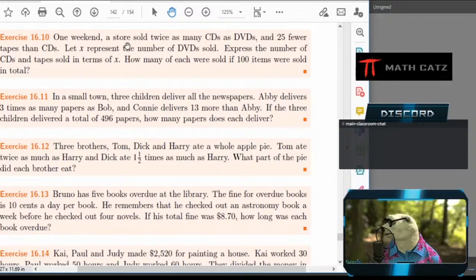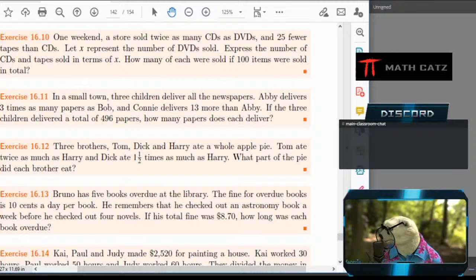One weekend, a store sold twice as many CDs as DVDs, 25 fewer tapes than CDs. Let X represent the number of DVDs sold. Oh, so this is nice. They do step 1 for me. How nice. I want to express the number of CDs and tapes sold in terms of X. How many of each were sold if 100 items were sold in total?